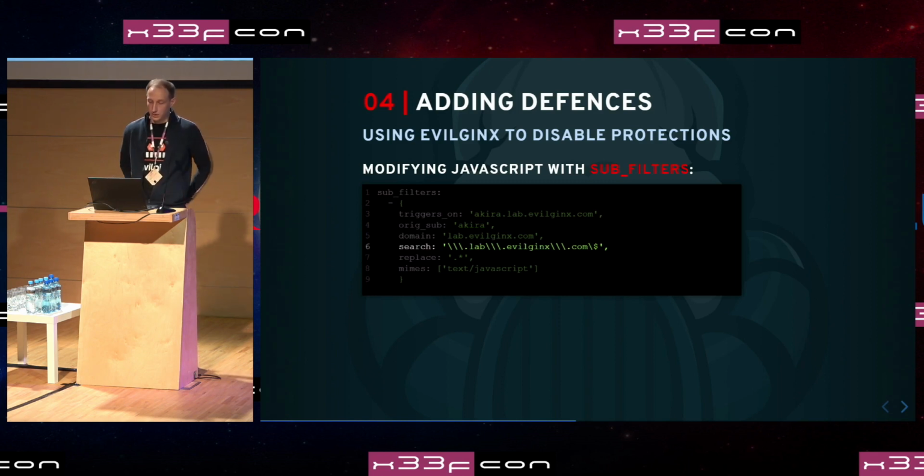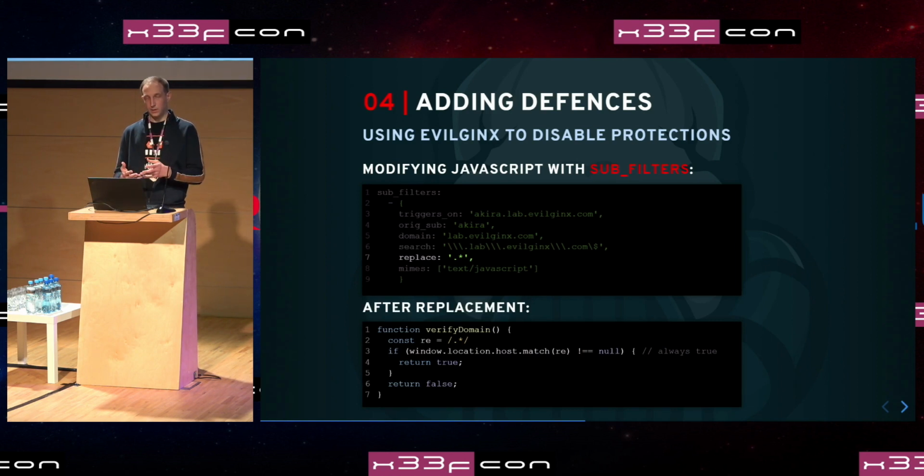In this example, for the script that was on the previous slide, it will look for the regular expression that tries to look for the proper domain name at the end of the host name. Once it finds it, it will replace it with dot and asterisk, which is a regular expression for anything, essentially. So after the user retrieves the script, when it gets parsed by Evilginx and received on the user end, the regular expression will be replaced with just looking for anything. So this protection is bypassed.